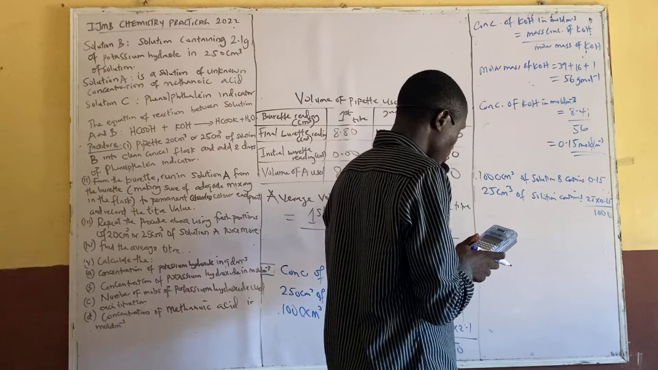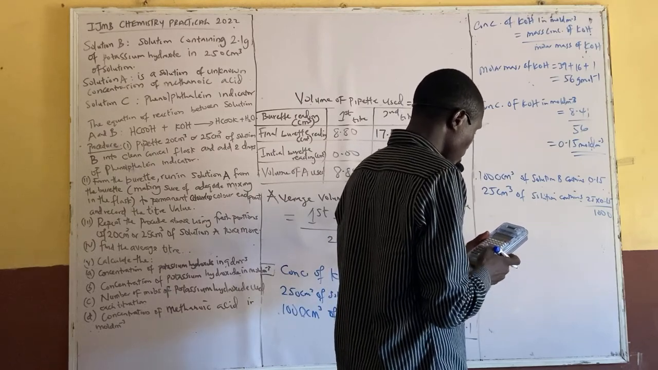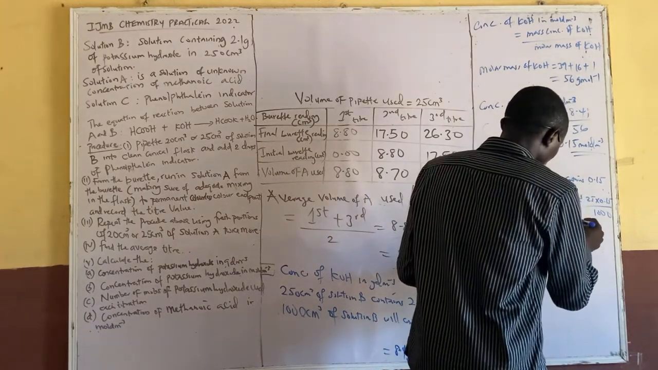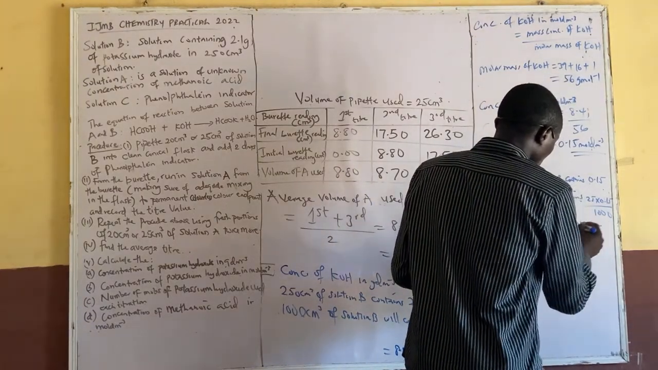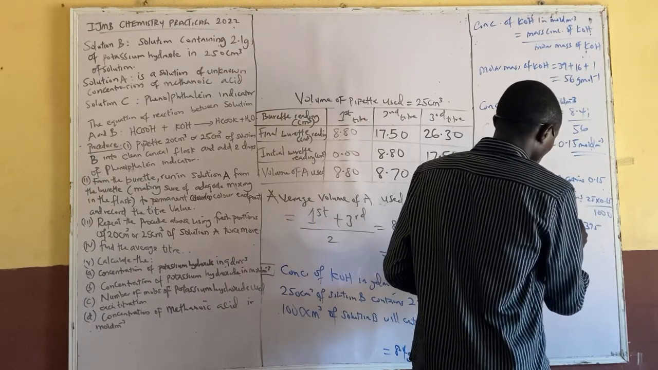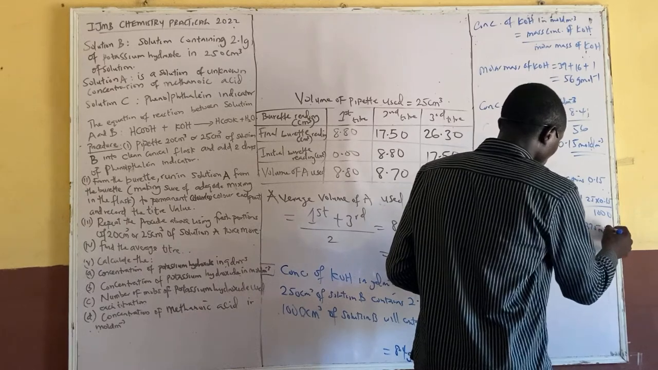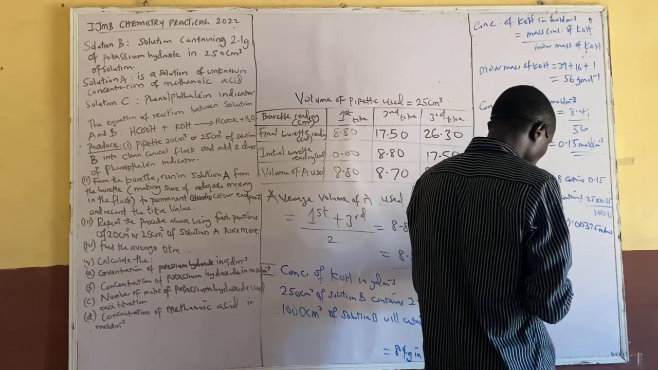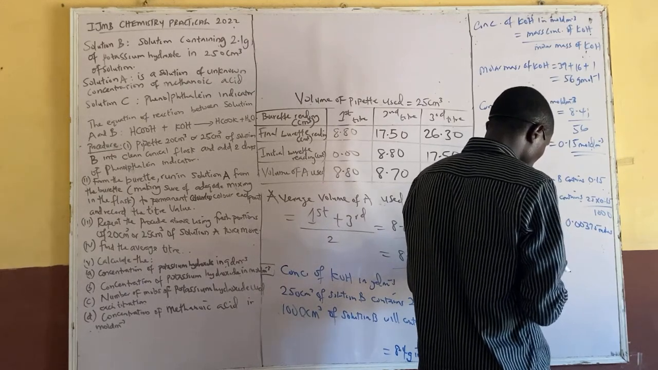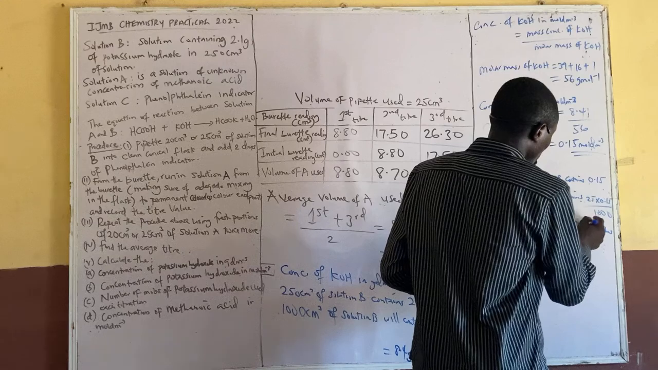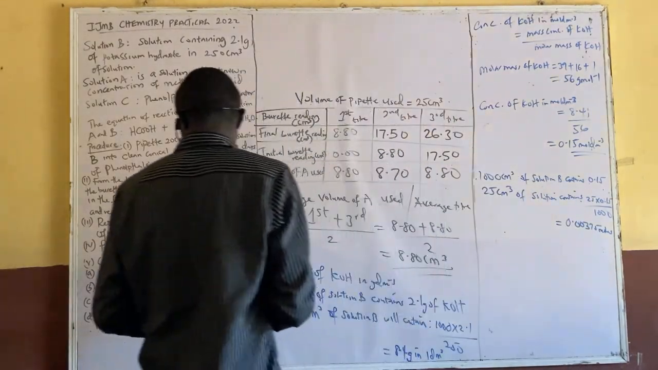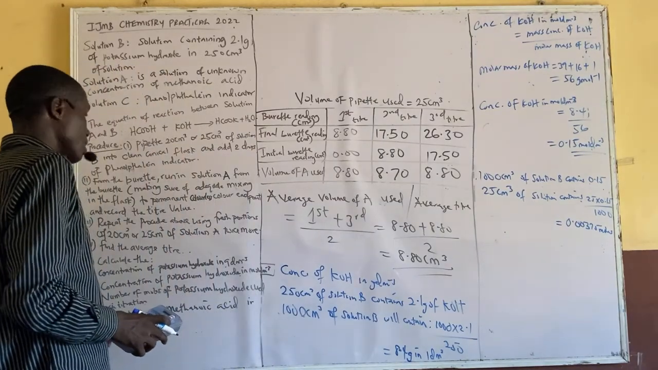So 25 times 0.15 divided by 1000 gives 0.00375 moles. So that's that about the number of moles of potassium hydroxide used in the titration.